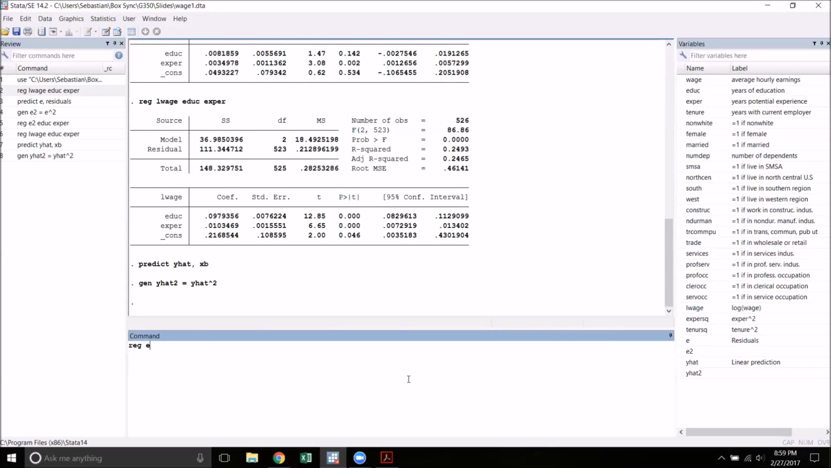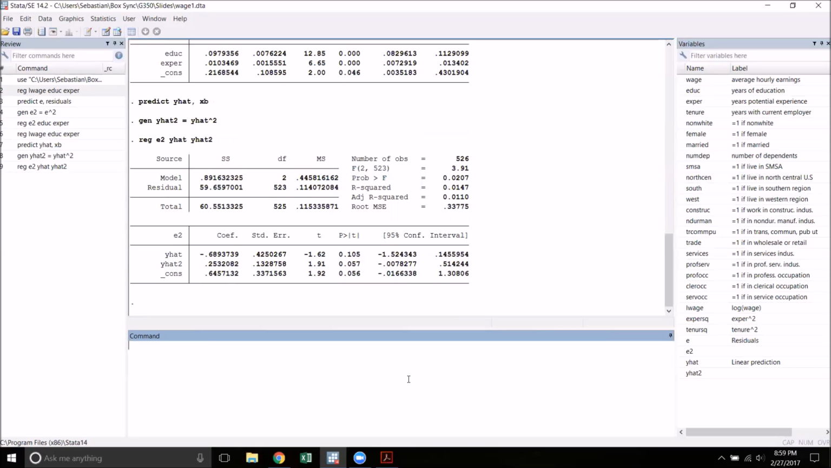Next, we regress the squared residuals on both y hat and y hat squared. And then we'll look at the F statistic, which is 3.91, and the corresponding p-value, which is about 2%. So this is not quite as strong a rejection as in the Breusch-Pagan test, but this is a relatively low p-value nonetheless. We can reject with over 95% confidence here. Again, this is pretty good evidence that we have heteroscedasticity in this model.